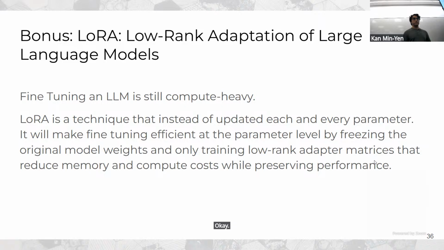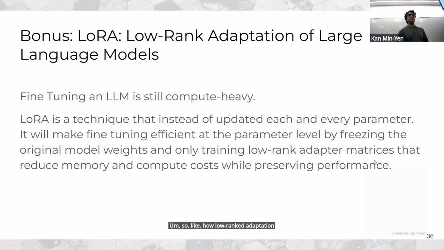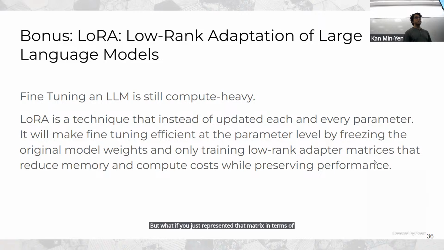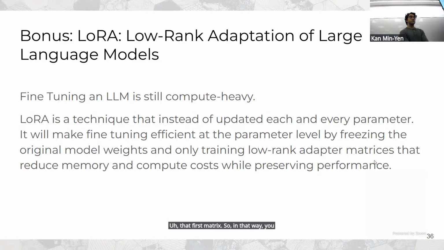Okay, yeah, if I could add on to that. From what I know, I also don't have a complete understanding of that. So how low rank adaptation works is, let's say you have an 8x6 matrix. In the full matrix, that would be 8 times 6, which is 48 values, right? But what if you just represented that matrix in terms of the 6 and the 8 values, so you can multiply the one-dimensional matrices to get that first matrix. In that way, you don't have to store all those 48 values, but you can just store a smaller representation. Yeah, that's my understanding of how LoRA works.